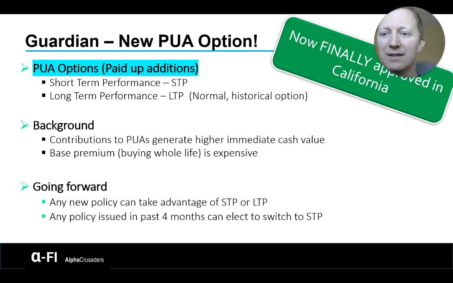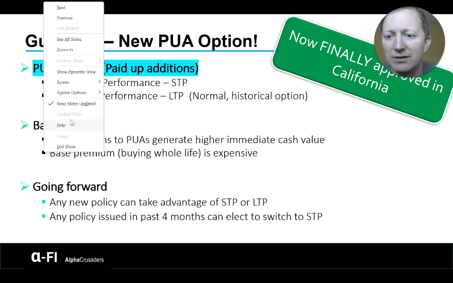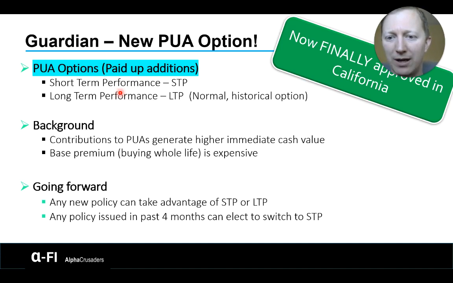So PUA options. PUA stands for paid up additions in terms of a component or a rider on a high cash value whole life policy. And Guardian now with their L95 has two options that people can choose from. The short-term performance or STP option, or they really don't actually label the other one, but the other one I call the long-term performance PUA option. It's just the standard PUAs, it's the historical option.